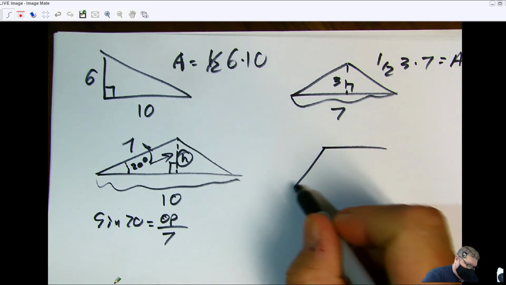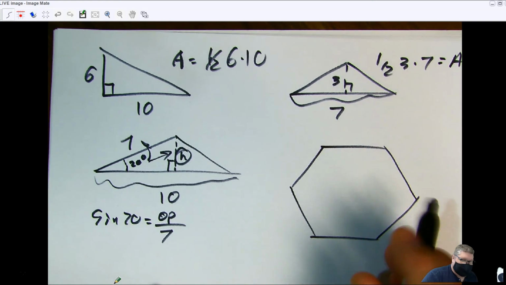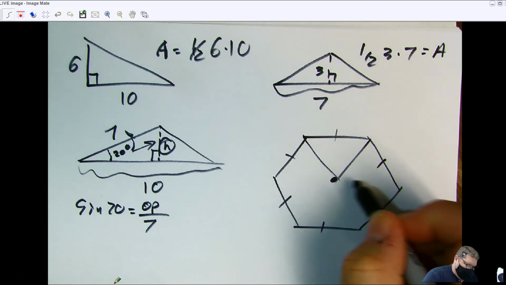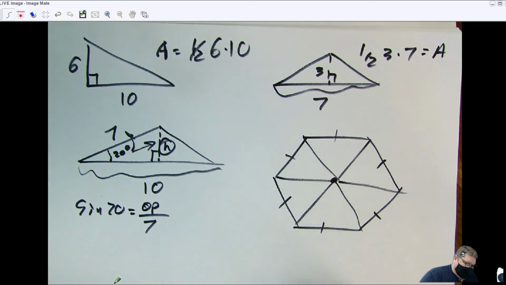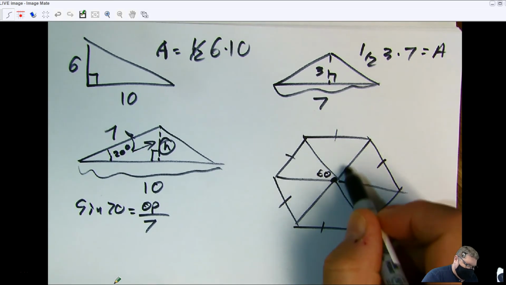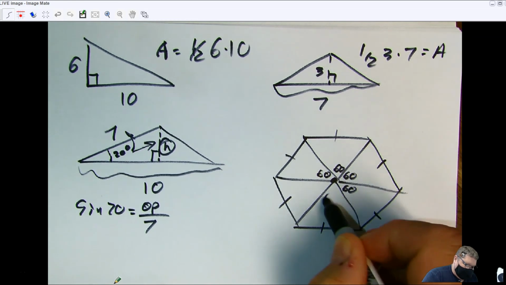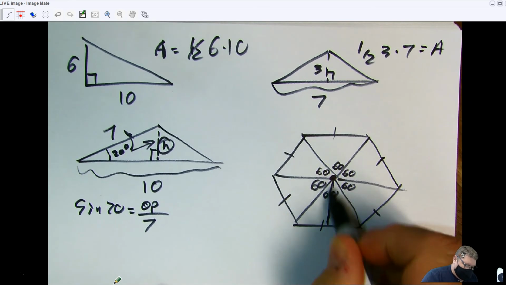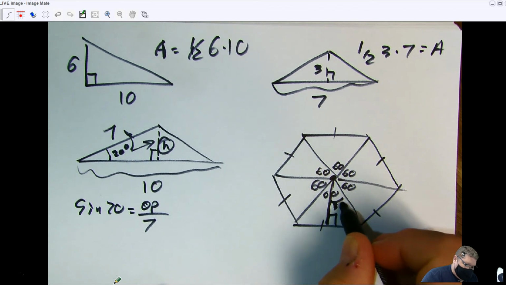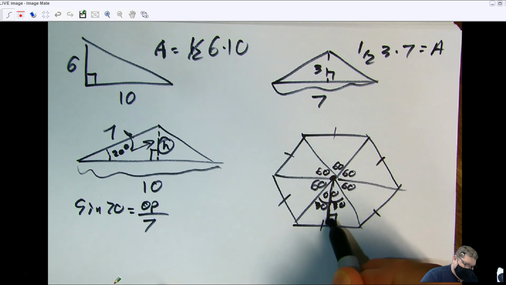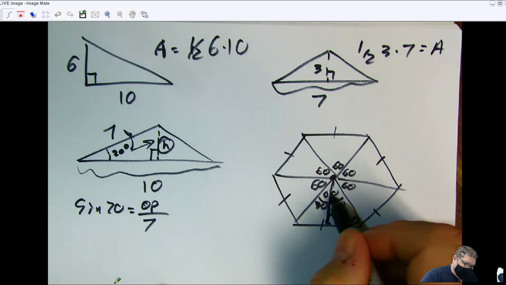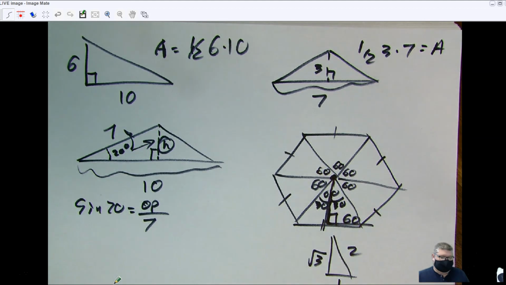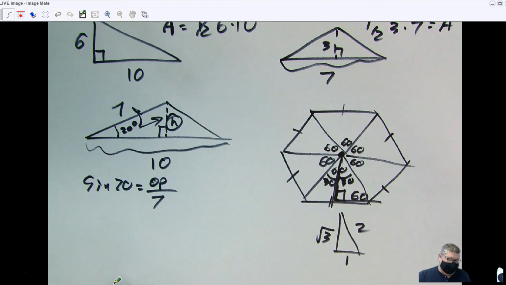This also applies when I'm looking at something like a regular hexagon. In a regular hexagon, I can break this up into triangles. Now, each of these triangles would be 60, 60, 60. Great. And if I want to drop an altitude right down here, that breaks the 60 up into two 30s. Well, if I got a 30 and a 90, this over here is a 60. And so now I can use 30, 60, 90 triangles to actually find the area of each triangle, then multiply by however many I need.